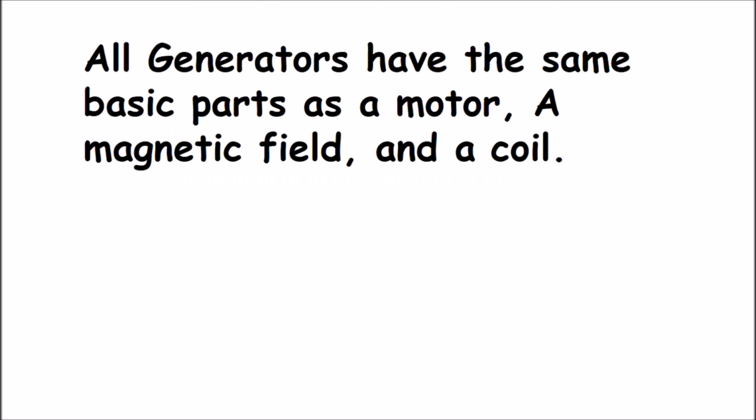All generators have the same basic parts as a motor: a magnetic field and a coil. In a motor, we saw that we have a stationary magnetic field, and we put a coil in that magnetic field and run a current through it. The generator does the opposite. What happens with the generator is we put a magnetic field into a coil, and the magnetic field pushes the electrons that are in the coil through the circuit, making electricity.